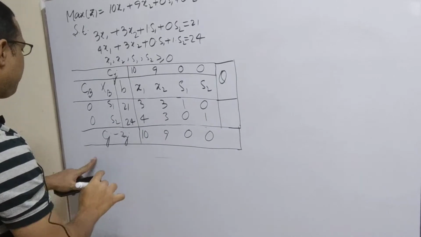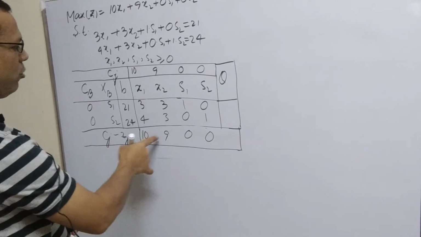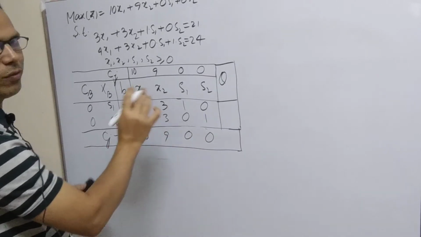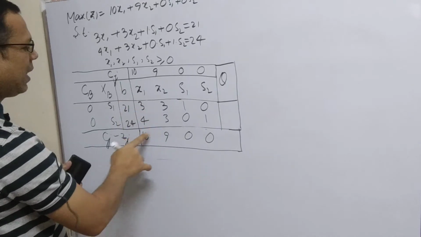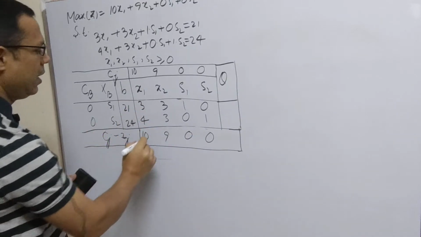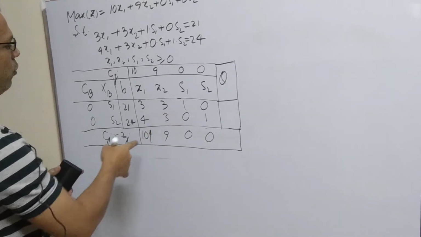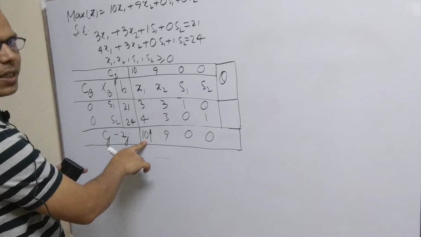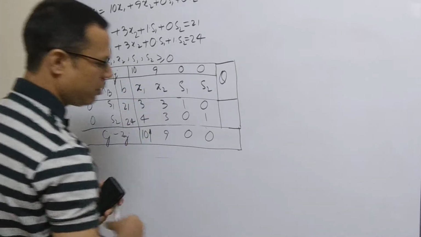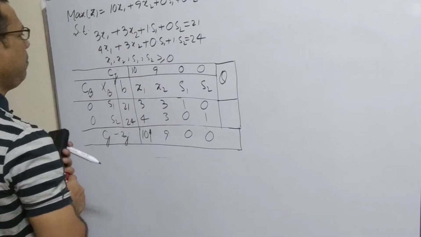So now, just check here Cj minus Zj: either it is 0 or greater than 0, so we cannot stop here. We need to find the largest positive value of Cj minus Zj. This 10 is the largest positive value of Cj minus Zj. So now we have selected this 10. This largest positive value will give the key column.